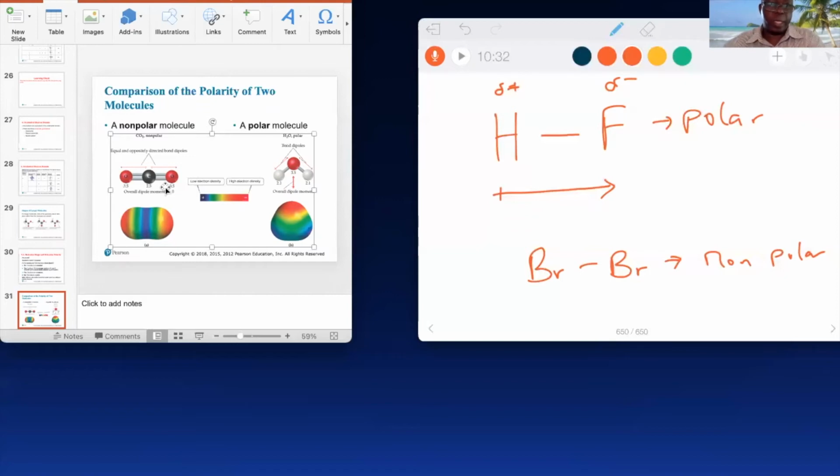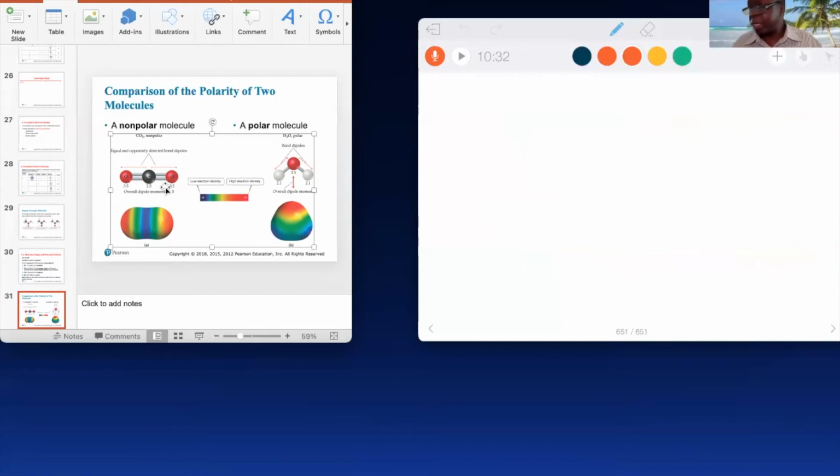One thing you need to pay attention to is that the presence of polar bonds does not mean that the molecule is polar. This is non-polar even though we have polar bonds. Oxygen is more electronegative. It is pulling electrons on this side for carbon dioxide. Oxygen is pulling electrons on the other side, and the net charge will cancel out. Even though we have polar bonds, overall, the molecule is non-polar because of the net cancellation.